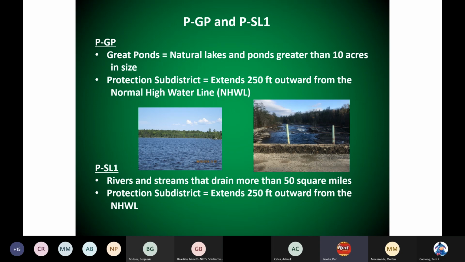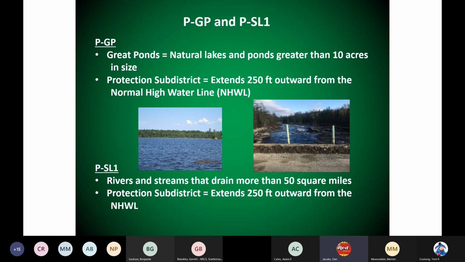So the subdistricts that we're interested in, we'll start with PGPs and PSL 1s and how they are defined on the ground. And there are some similarities between the PGPs and the PSL 1s. PGPs, as I've mentioned already, these are natural lakes and ponds greater than 10 acres in size. The protection subdistrict extends 250 feet outward from the normal high water line. So I think as we go forward in this presentation, you'll see NHWL, and that just refers to normal high water line. So 250 feet out, perpendicular from the normal high water line, around the lake, that is your PGP.